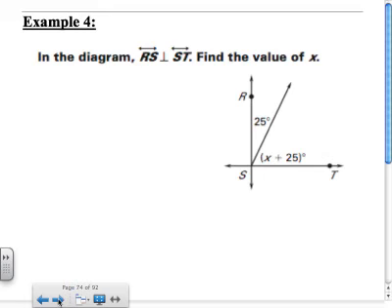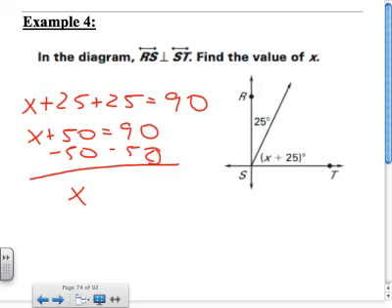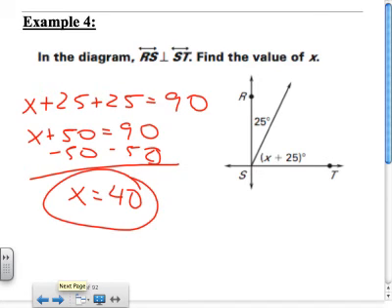Application type problems. It says example 4: in the diagram, RS is perpendicular to ST. Find the value of x. No different. If it's perpendicular, that means it's a right angle, and I know those two angles have to add up to 90. So we get x plus 50 equals 90. Subtract 50 from both sides. So x is 40. Notice I didn't put 40 degrees. x is 40. The measure of the angle would be 40 plus 25, which is 65 degrees, but x alone is just 40.